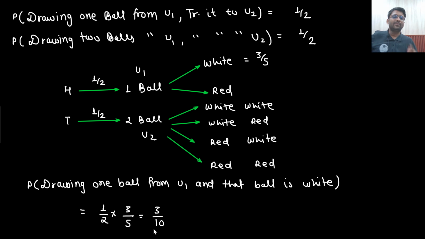So what first case have we made? Drawing one ball from U1 and that ball is white. So how many cases would be there? Cases would be drawing one ball from U1 which is white. This would be the first case. What will be the second case?